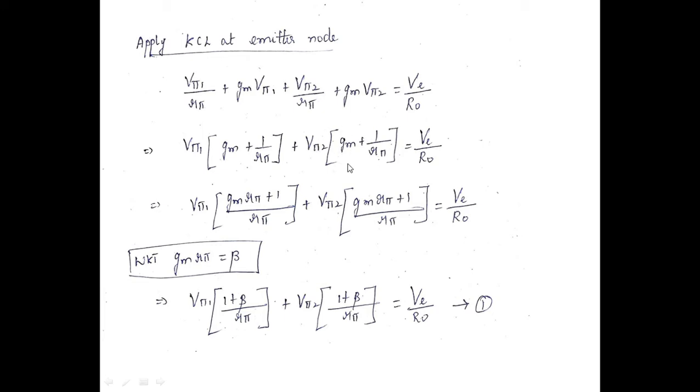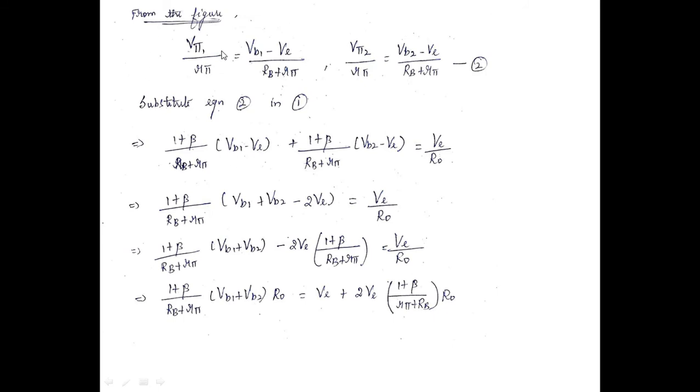So I'm writing the remaining term as (Gm + 1/Rπ) Vπ = VE/R0. The next step is I just cross multiply Gm with Rπ: Vπ1 into (Gm Rπ + 1)/Rπ plus Vπ2 into (Gm Rπ + 1)/Rπ. We already know that Gm into Rπ can be written as beta, so I'm going to replace the term Gm Rπ by beta. So Vπ1 into (1 + beta)/Rπ plus Vπ2 into (1 + beta)/Rπ will be equal to VE/R0. Let us consider this equation number 1.